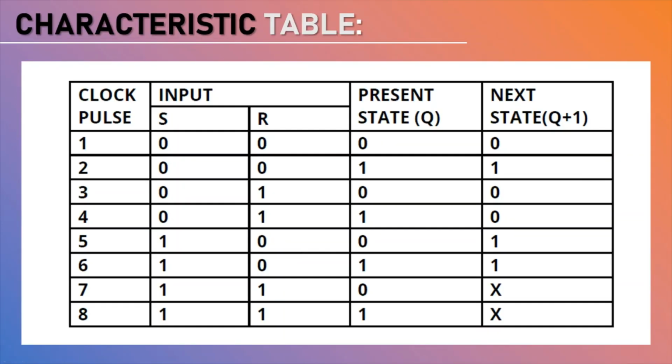Characteristic table, clock pulse, inputs are S and R. Present state, next state: 1: 0 0 0 0, 2: 0 0 1 1, 3: 0 1 0 0, 4: 0 1 1 0, 5: 1 0 0 1, 6: 1 0 1 1, 7: 1 1 0 x, 8: 1 1 1 x.